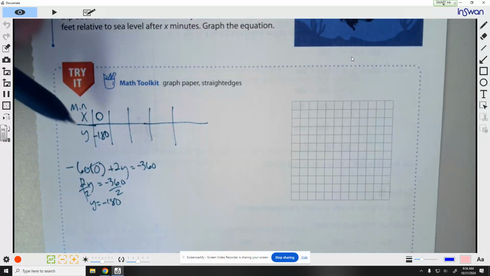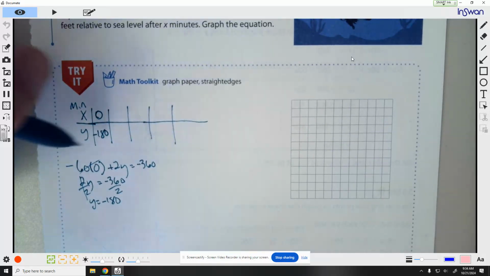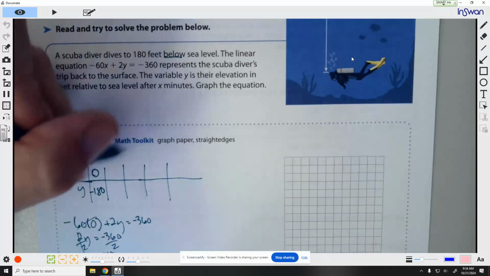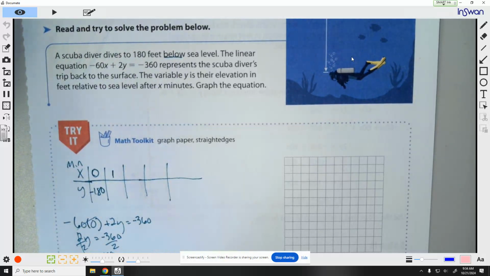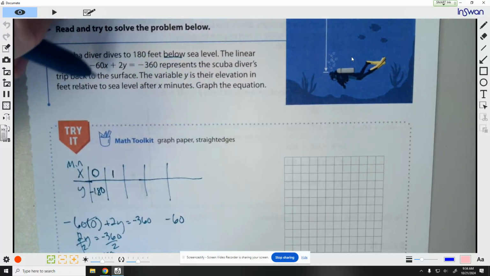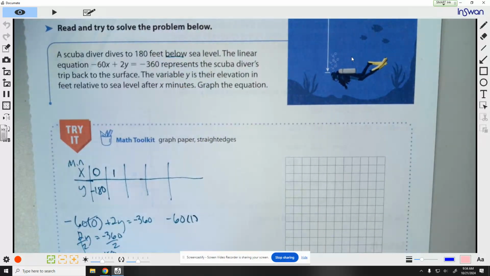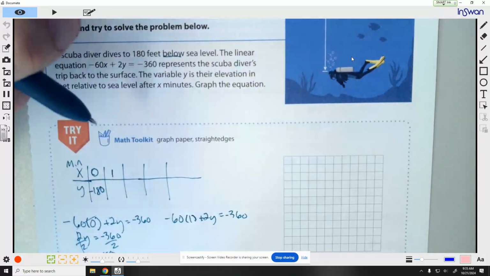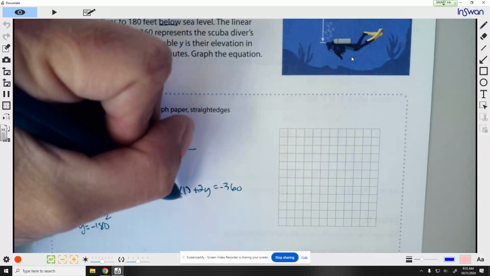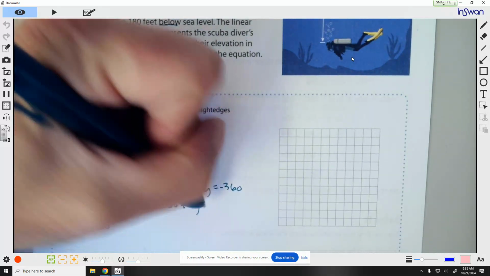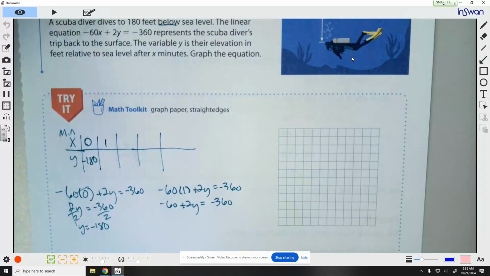And that should make sense because at 0 time, that scuba diver is 180 feet below. So below is represented by the negative sea level. So 180 feet below sea level. Okay, so let's say after 1 minute, where would that diver be? So I would go ahead, set it up again, negative 60. Instead of multiplying by 0 now, I multiply by 1 plus 2y equals negative 360. Okay, so negative 60 times 1 is negative 60 plus 2y is equal to negative 360.